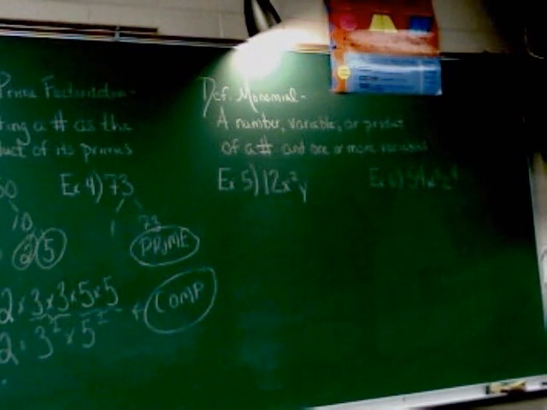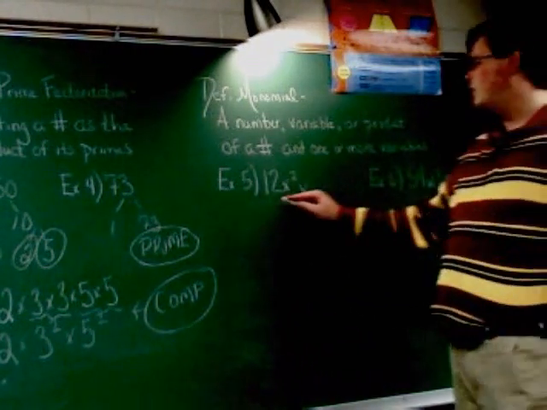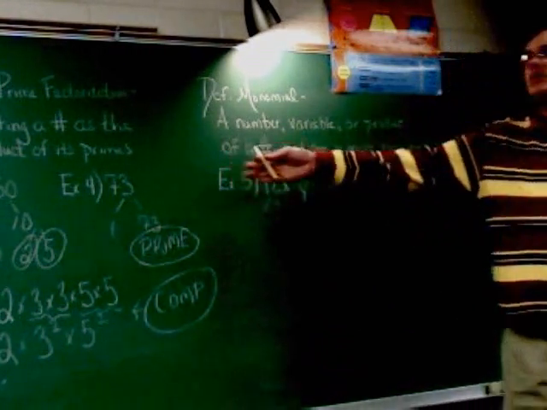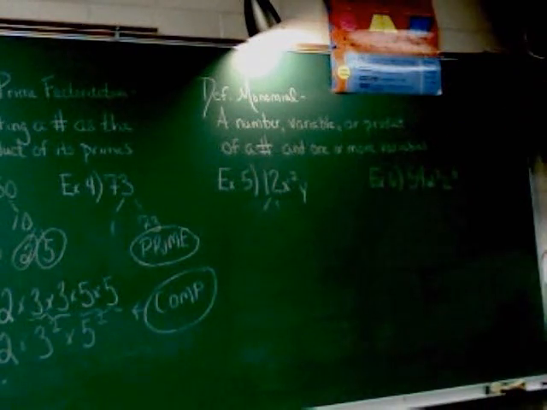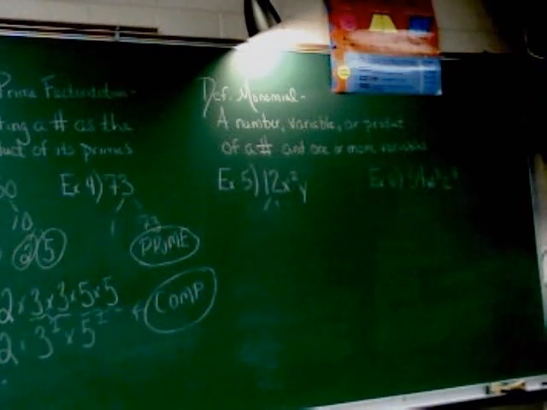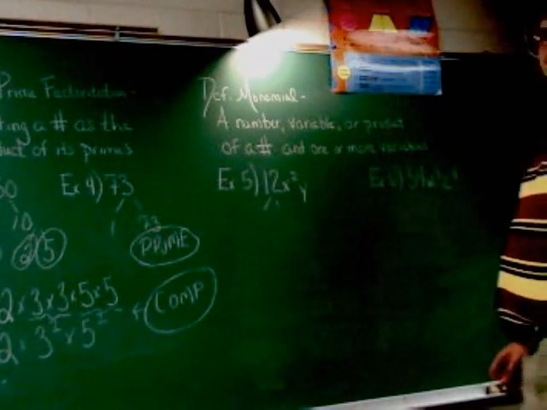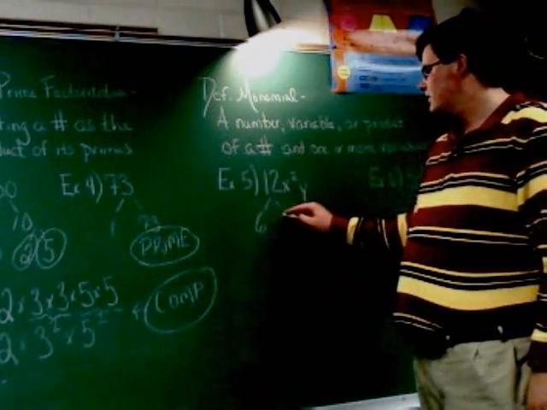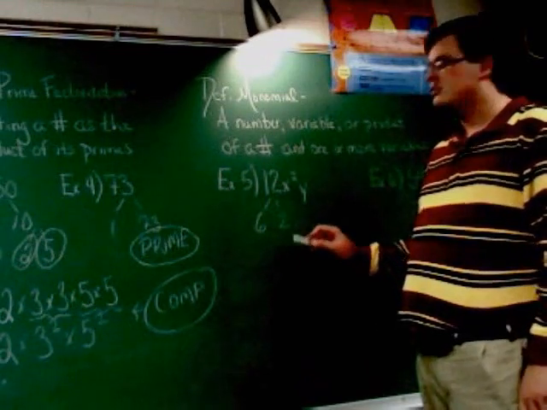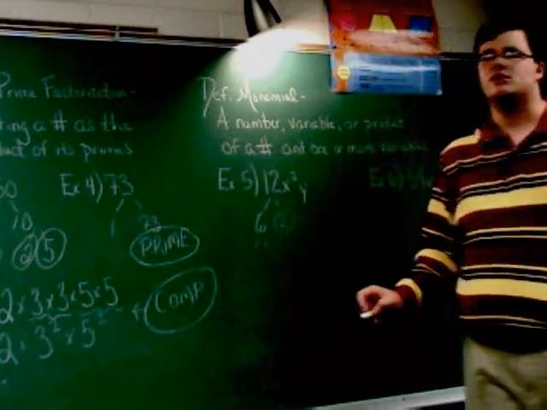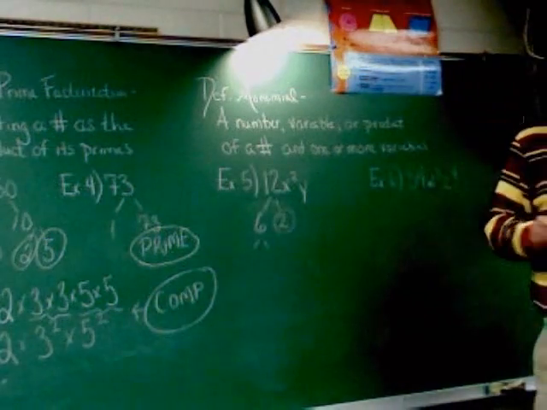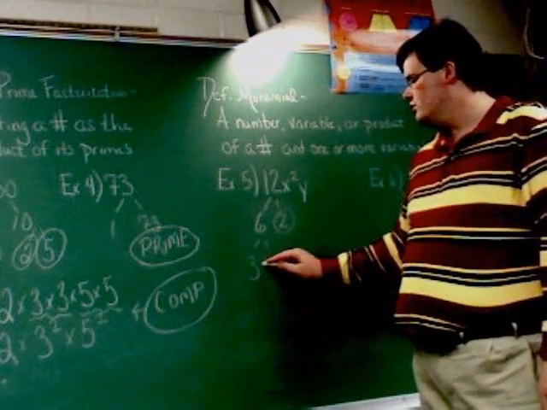First one, 12x squared y. We do it in parts. So the first thing we have to do is break down the 12. And when we break down the 12, we do it the same way we just did. So, you can pick two numbers that make 12. Ashley, what do you got? 2 and 6. Okay. 2 is a prime number, so I don't have to go any further with it. 6 I can break down, so 6 breaks down to 3 and 2. And both of those numbers are prime.